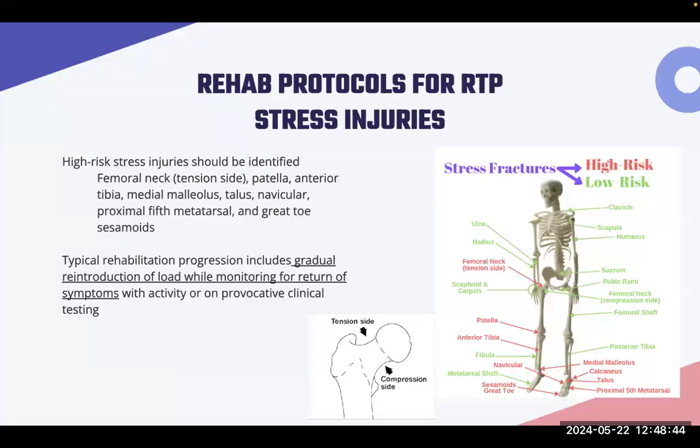For stress injuries, we see this a lot. Knowing the high-risk stress injuries is super important. The femoral neck tension side. As we know, the top side is the tension side, compression side is on the bottom. I just imagine if there was a crack here and you put weight from the top, femoral head down, this side would compress, this side would get stretched out, so it would be more under tension. So that's high risk. Patella, anterior tibia, we have medial malleolus, base of the fifth, and great toe, and the sesamoid. So those are all higher risk ones that we should just keep an eye out for.